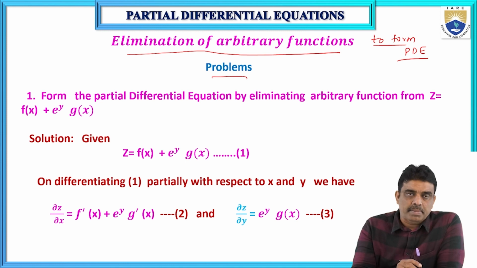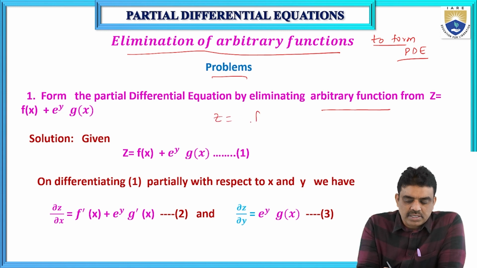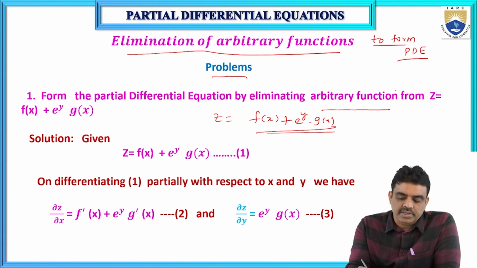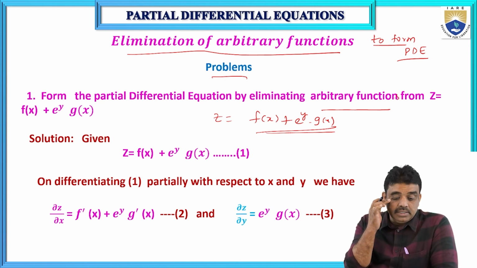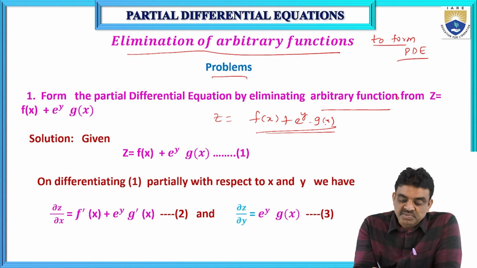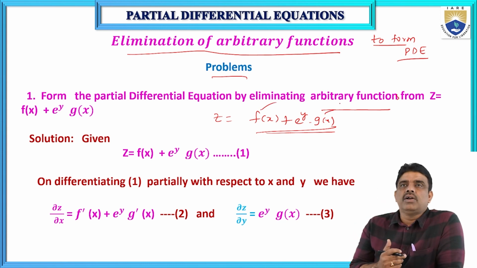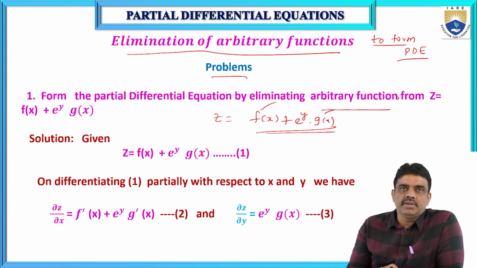So see problem number 1. Form the differential equation by eliminating arbitrary functions from z is equal to, what is the function? f of x plus e power y into g of x. So we have to eliminate the arbitrary functions f of x and g of x.